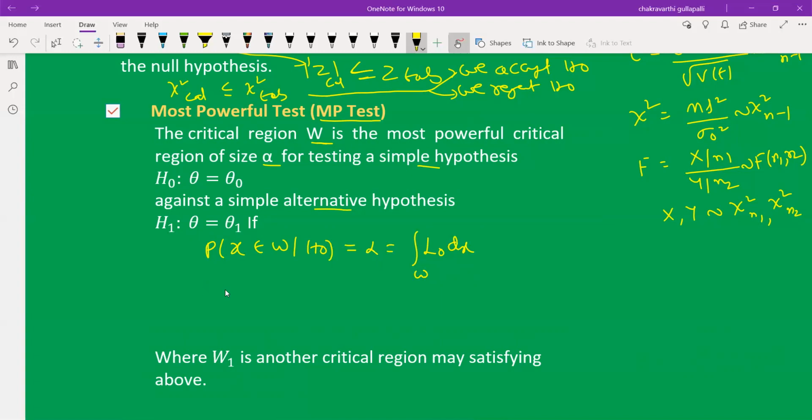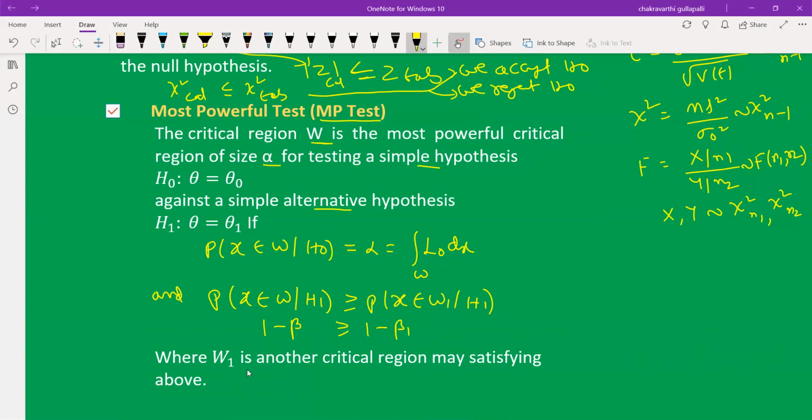Now here, probability of X belongs to W under H1 is greater than or equal to probability of X belongs to W1 under H1. Here we reject H0 when H1 is true. Reject H0 when H1 is true means what here? 1 minus beta is greater than or equal to 1 minus beta 1.